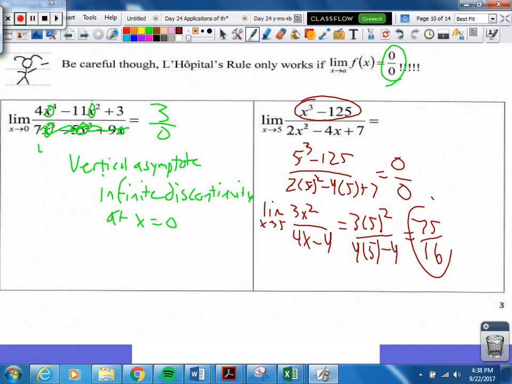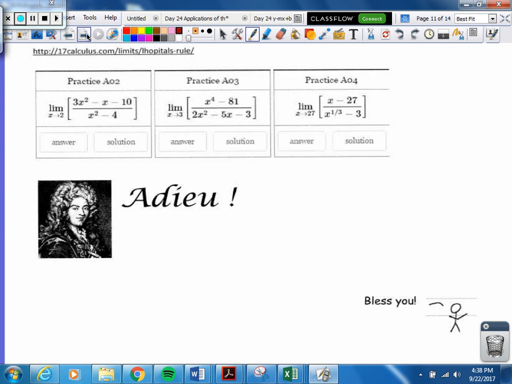If you want to practice some more, we have this link right here on 17 Calculus, and all of the ones on this link are attached to this website. If you want to practice more, I would do all the ones that are not trigonometry or natural log. Anything that looks like this, number A02, A03, A04, you click on the solution or the answer, and it gives you the answer, so you can practice this if you want to continue to study. Particularly this one. I like this one.